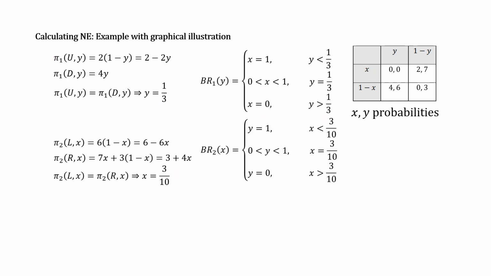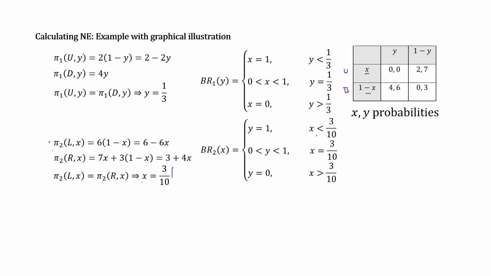Now let's examine the payoff of agent 2 for different values of x. We know that at Nash equilibrium, agent 1's strategy is to randomize, with x being 3/10 and 1 minus x being 7/10. So 3 out of 10 times it plays up, and 7 out of 10 times it plays down.